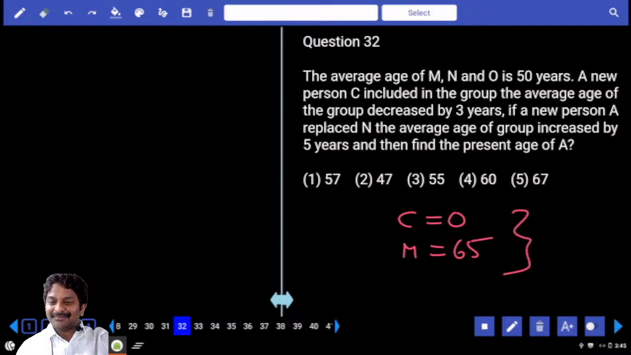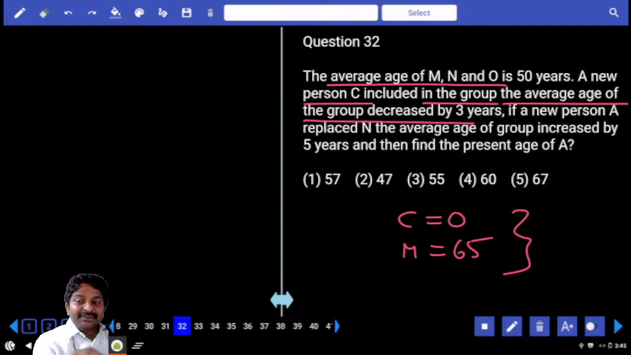These two are required. Come on. The average age of M and O is 50 years. A new person C is included in the group. The average age of the group decreased by 3 years. So with this data, can we calculate C's age?